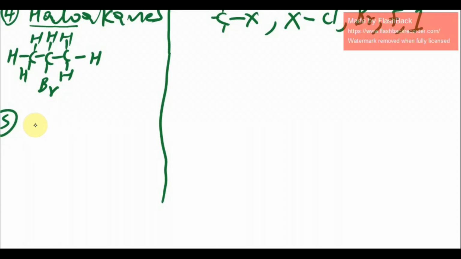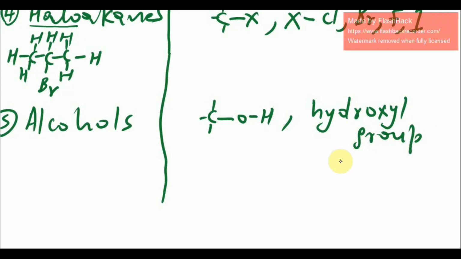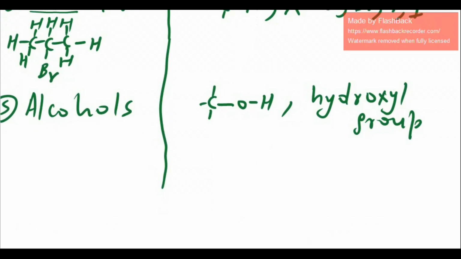Number 5 is alcohol. How to see that this compound belongs to alcohol? You will see a carbon bonded to OH, or OH bonded to a carbon. This is the hydroxyl group. This is the name of the functional group of alcohol. Okay? Alcohol.